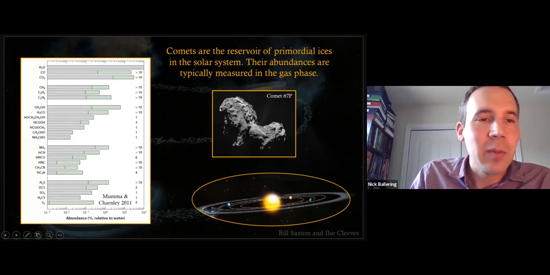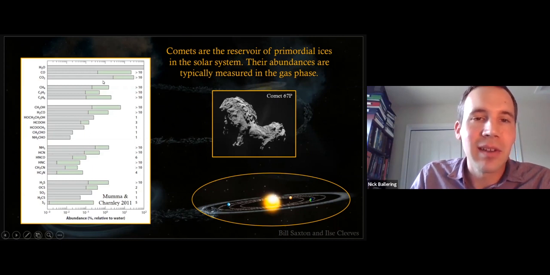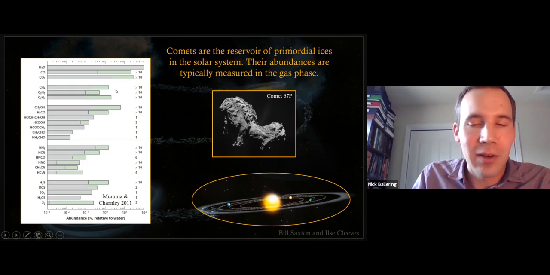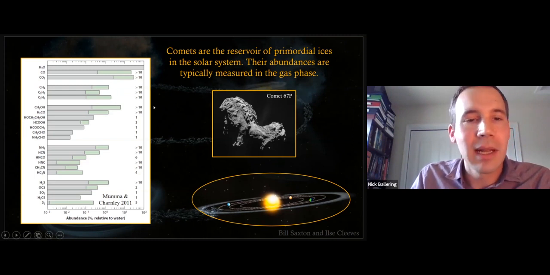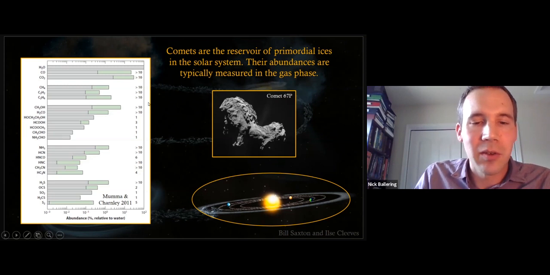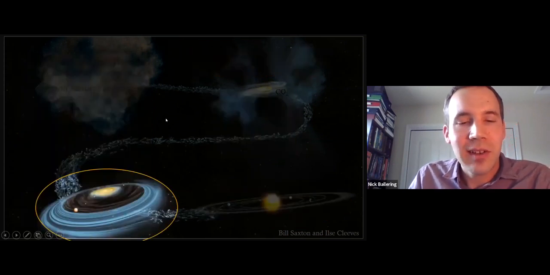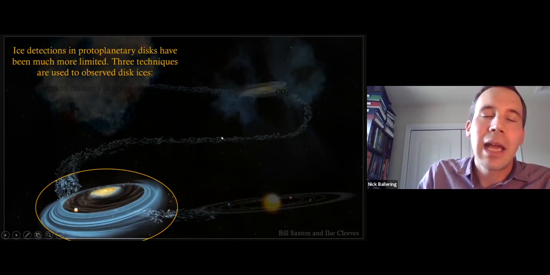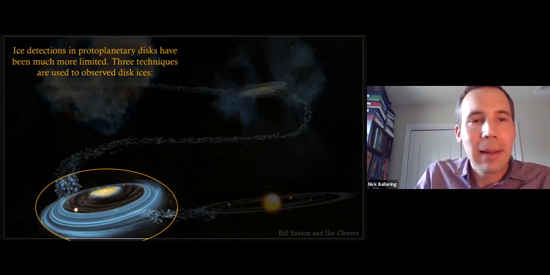Again, enough comets have been observed that we can take a statistical look at the abundances of some of the most common species. CO has been detected in more than 10 comets, CO2 in more than 10 comets, and this shows the distribution of their ice abundances relative to water. Even this graph is 10 years old now and doesn't include a lot of the newer work, including the results from Rosetta. You'll notice that I skipped over the class 2 disks for now, and that's because the class 2 disks have much more limited ice detections.